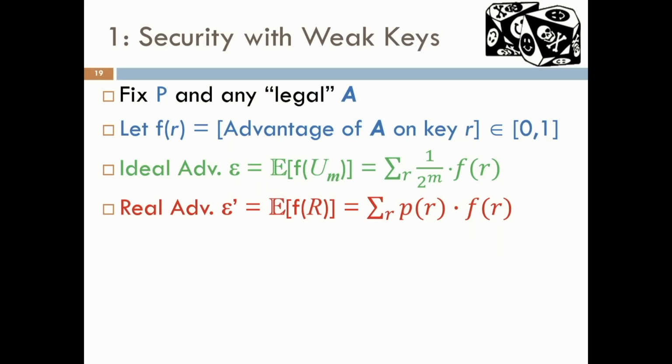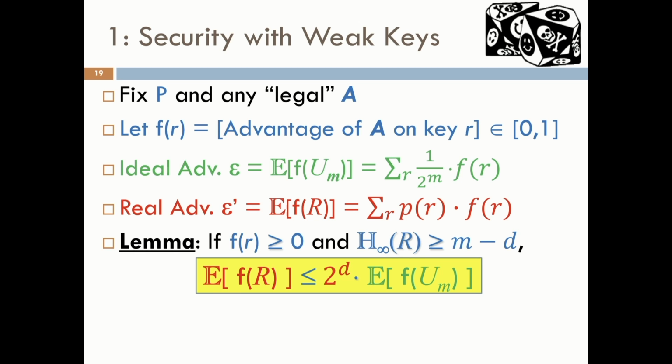It's like hash of x or something like that. So it has some probability distribution. I know what it is, but this is the answer. And the simple lemma says that if my R has mean entropy almost full, it has only, this is called entropy deficiency. Let's say it has entropy m minus d, then the expected value of f of r is at most 2 to the d.